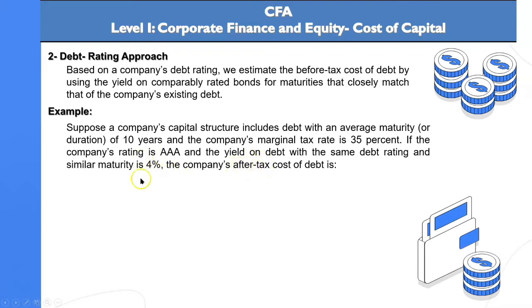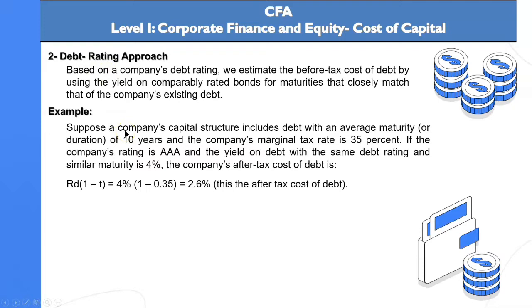If I want after tax, as usual, we multiply by 1 minus tax rate. So the after tax cost of debt is 4% times 1 minus 35%. This will give 2.6% after tax cost of debt. In this way, we can estimate the cost of debt, either approach number 1, which we had in video number 11, that is the similar yield to maturity in the market, or the similar debt rating approach.